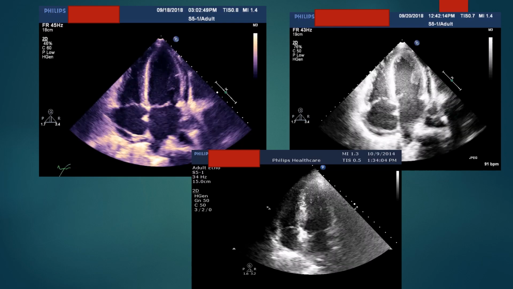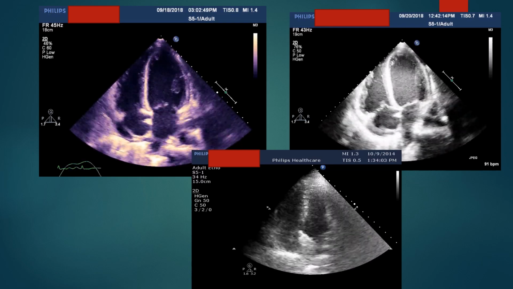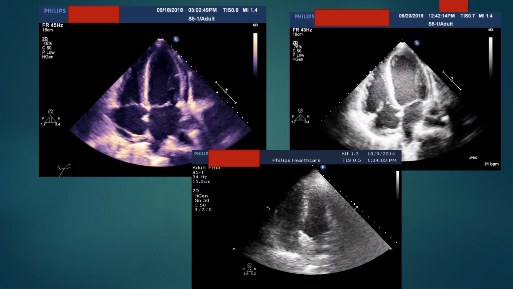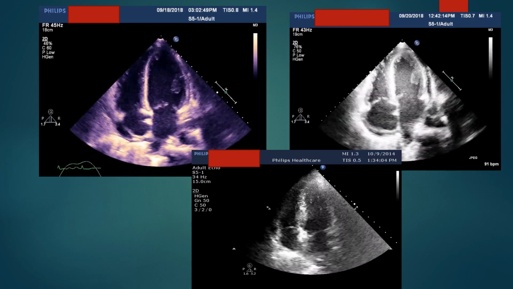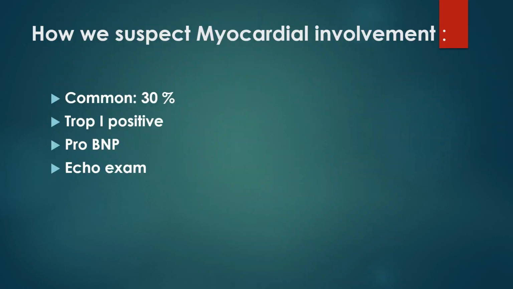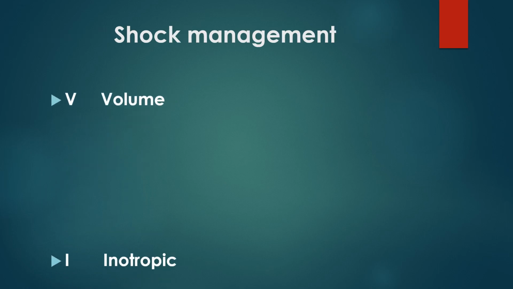Myocarditis, as I mentioned in the beginning of this presentation, is known to be not uncommon. It's found in around 20 to 30% of patients with COVID-19. They might present with myocarditis, which affects both left ventricle and right ventricle. If this is the case, the management is totally different. How do you suspect myocardial involvement in COVID-19? It's common, 30%. You might use the troponin-I, it will be positive, ProBNP will be high, and the echo examination is mandatory to diagnose cardiac involvement in COVID-19 patients.